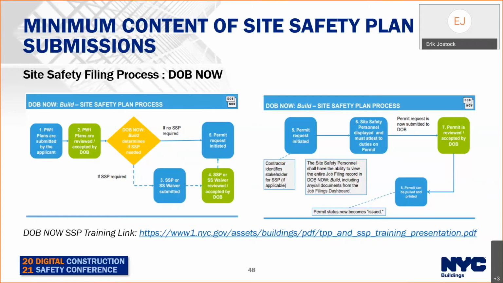Then once the site safety plan is submitted or the waiver is reviewed, the permit is requested, and site safety personnel is displayed on the permit. Permit is reviewed and accepted by DOB. Permit can be pulled and printed.